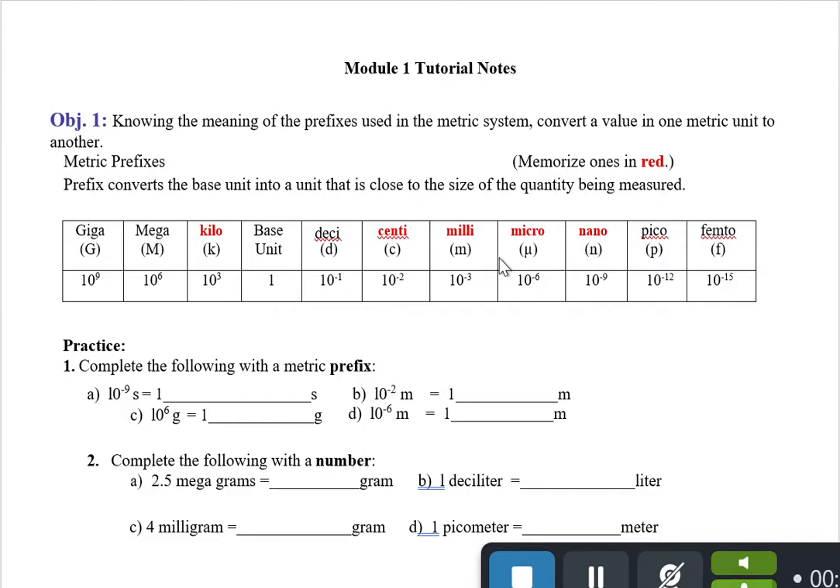We'll deal mostly with milliliters and maybe centiliters. We also will deal with kilograms as well and kiloliters. So those are the ones that are really important.